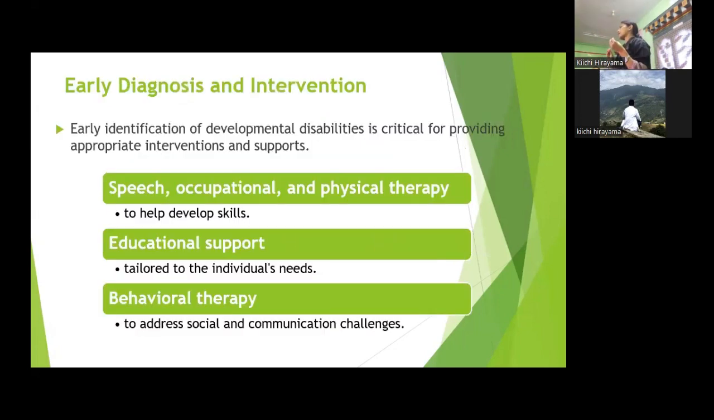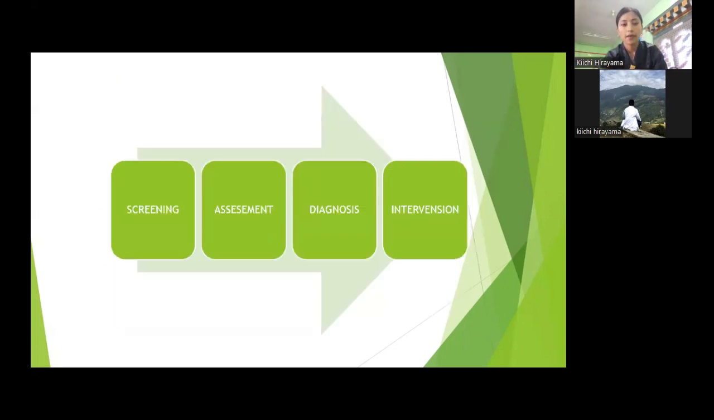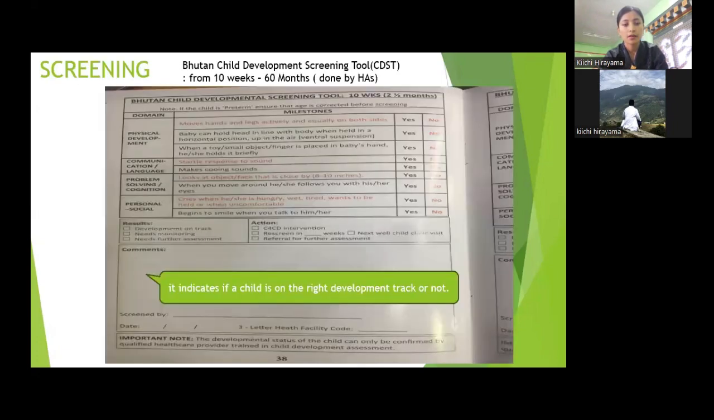To start with early intervention, the most important thing is to have a proper screening system. The screening, assessment, and diagnosis processes have to be in place. Screening is just a short question and answer session. So we don't take an in-depth assessment.